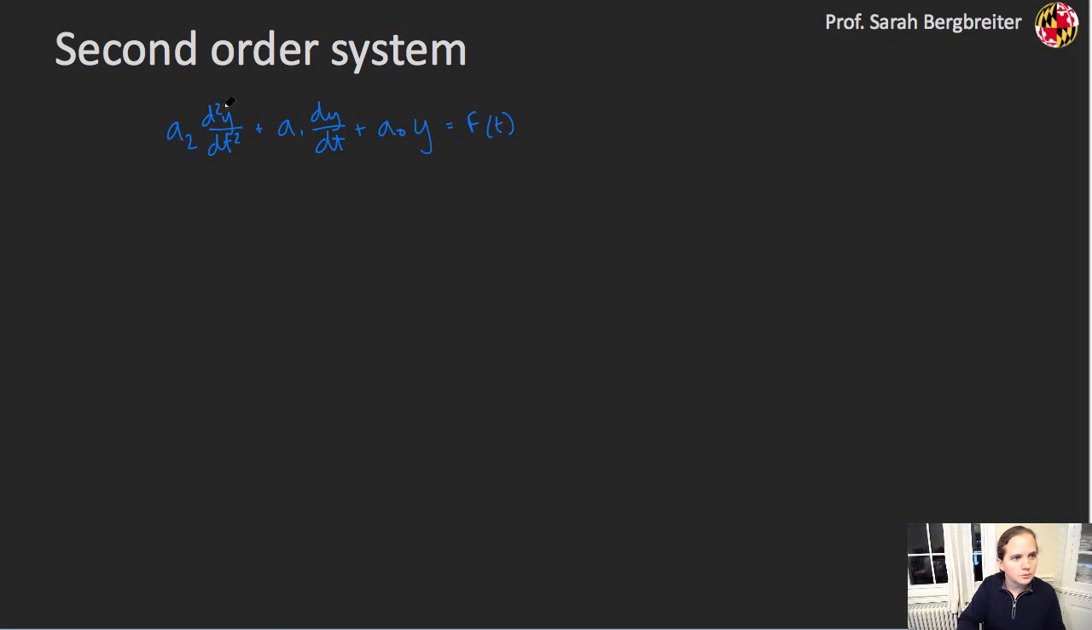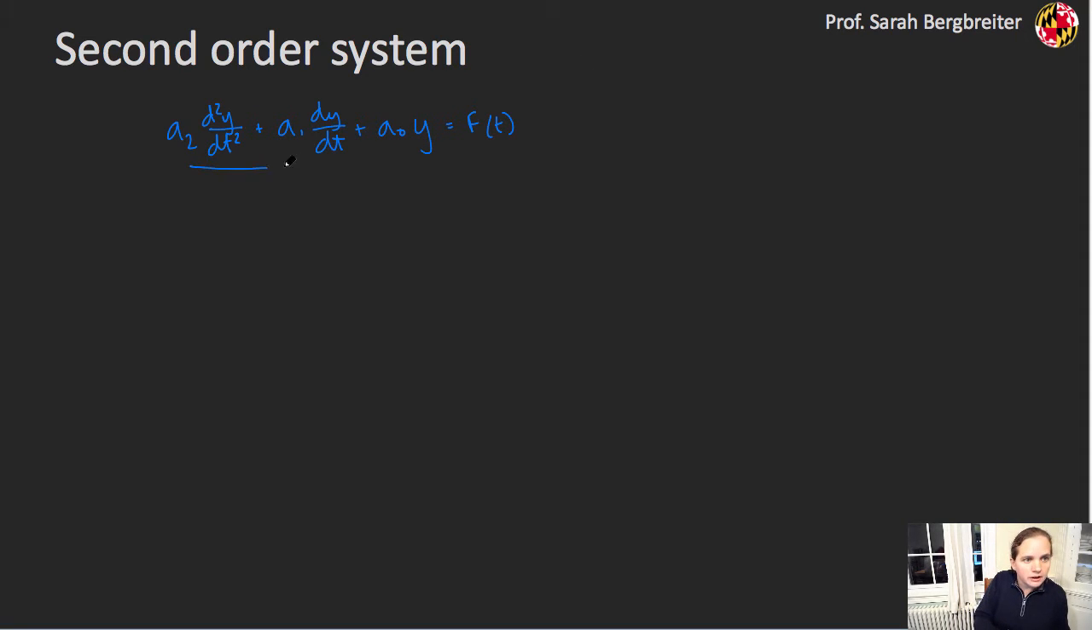A second order system is going to have a second derivative in it. So in this case, we have a generic equation describing our second order system or sensor, which will most often be the case for us, but it can be any system. In this case, I have three coefficients, A2, A1, A0, and those are going with the various derivatives. So I have A2 second derivative of y, A1 first derivative of y, A0 y, and that equals f of t. And remember, f of t is my input, my forcing function, effectively.